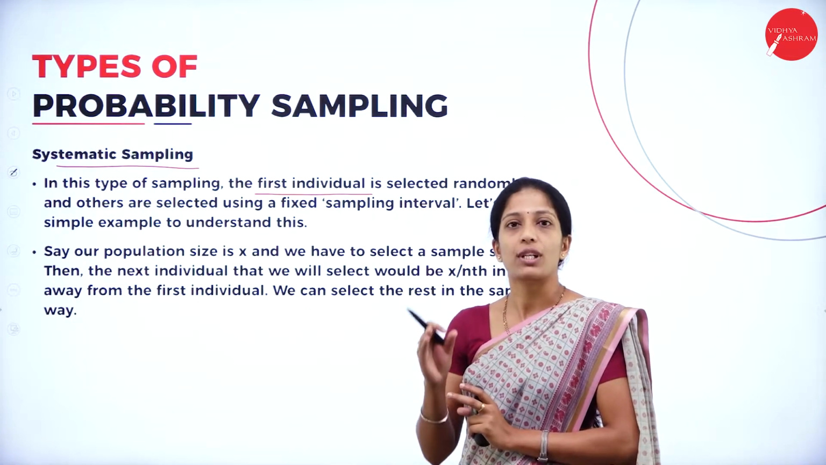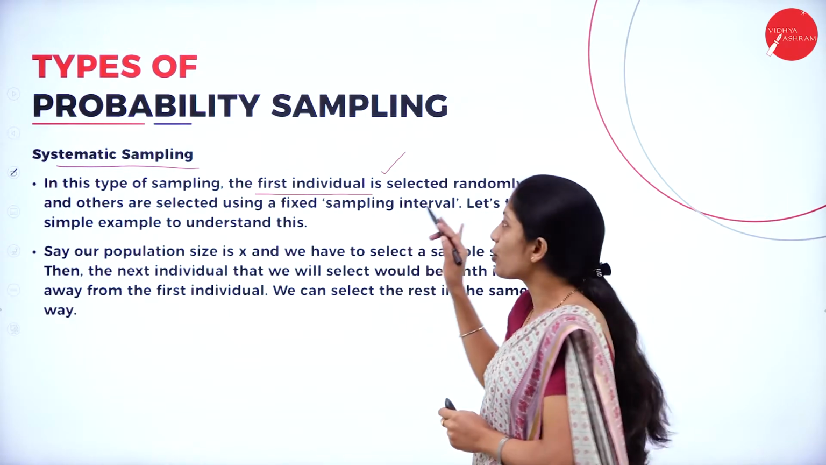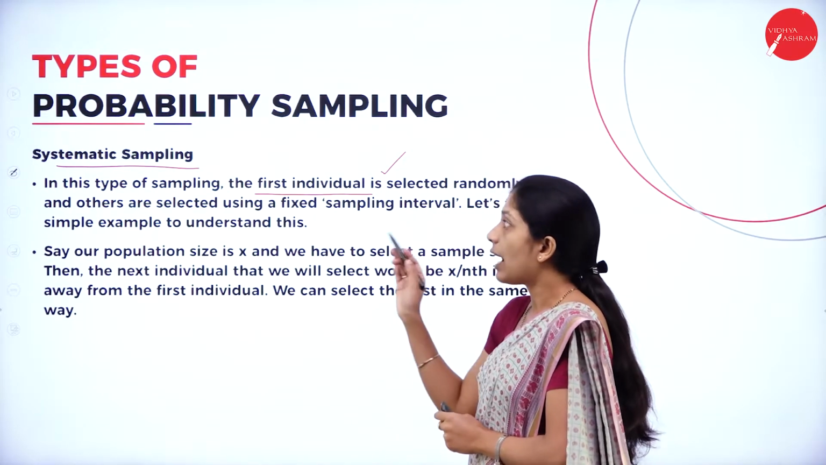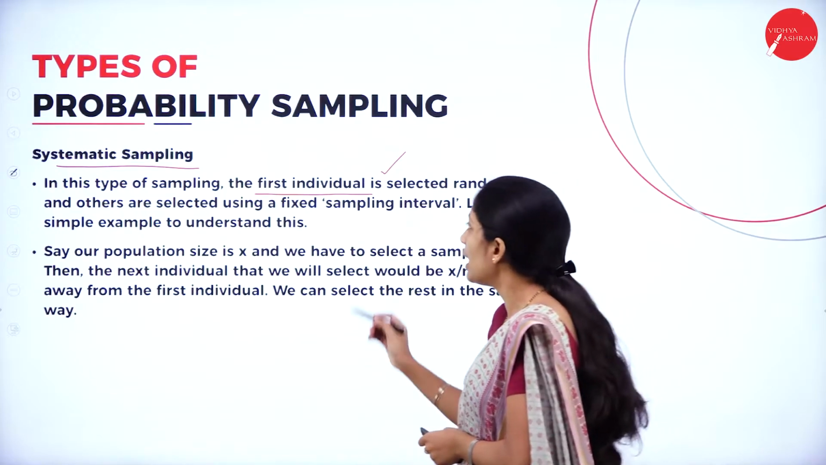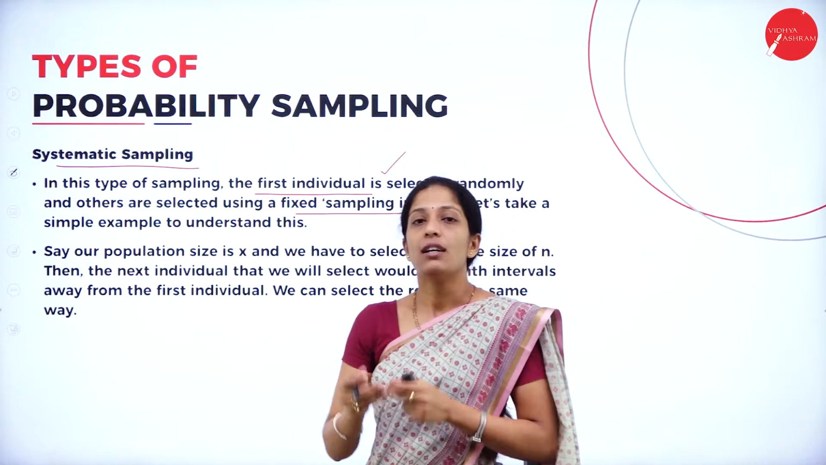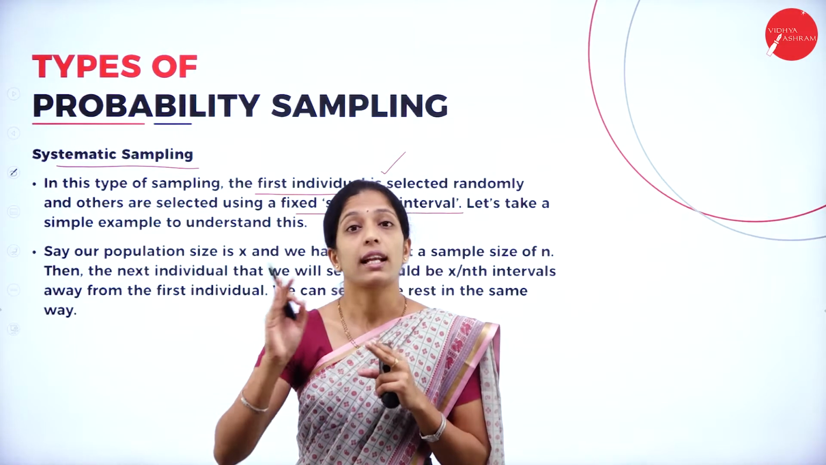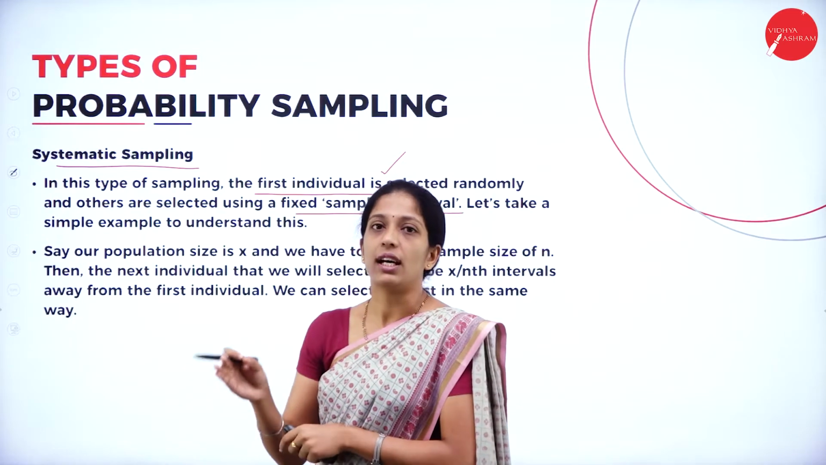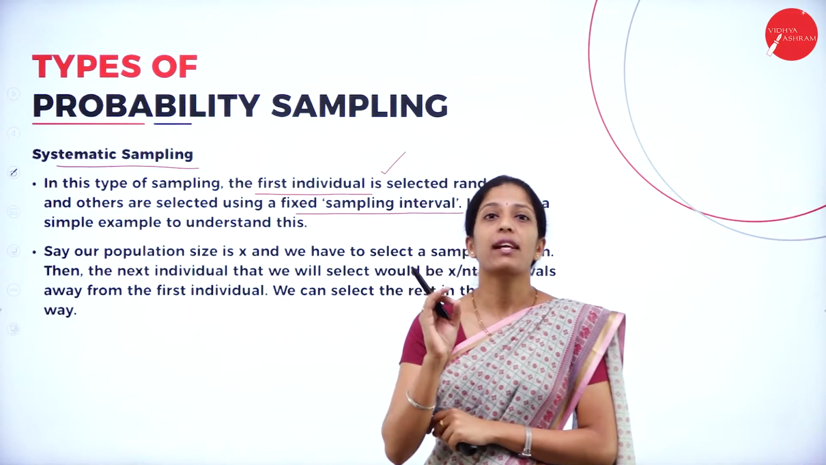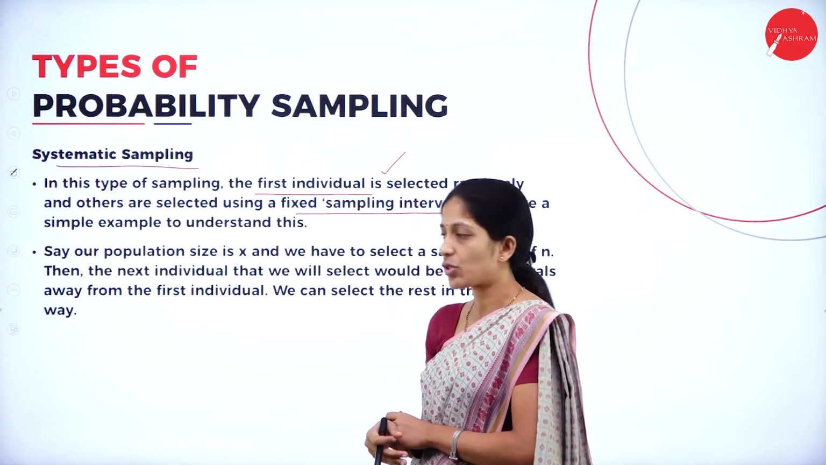Here also I am going to take 20 individuals, and in this what happens? The first individual is selected randomly and others are selected using a fixed sampling interval. Now what happens here? Among the 20 members, the first individual I'll select randomly. Thereafter, I'll select on the basis of a fixed interval. So, let's take a simple example to understand this.